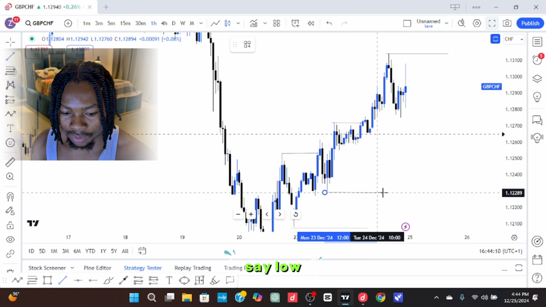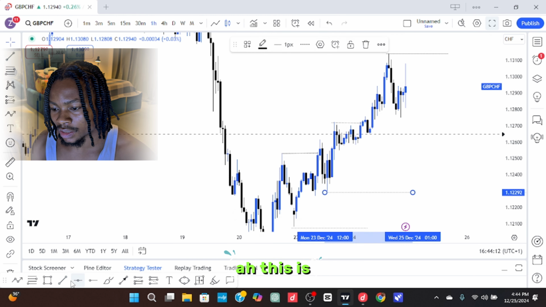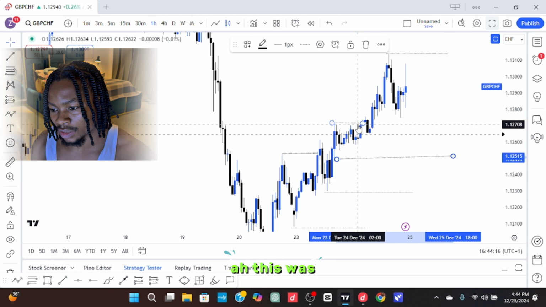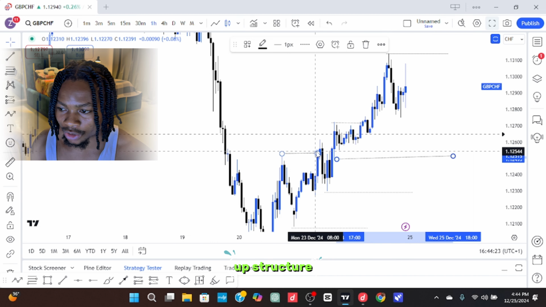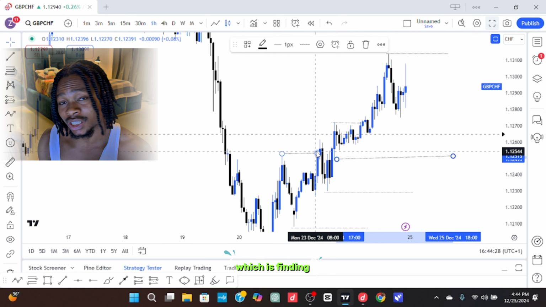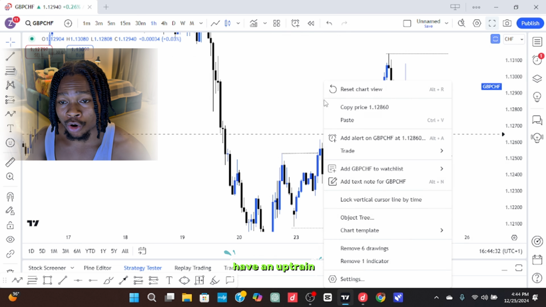It's a low. This is also a low. This was a low that led to this break of structure right here. So I have confirmed my first step, which is finding the trend, and according to this we have an uptrend.